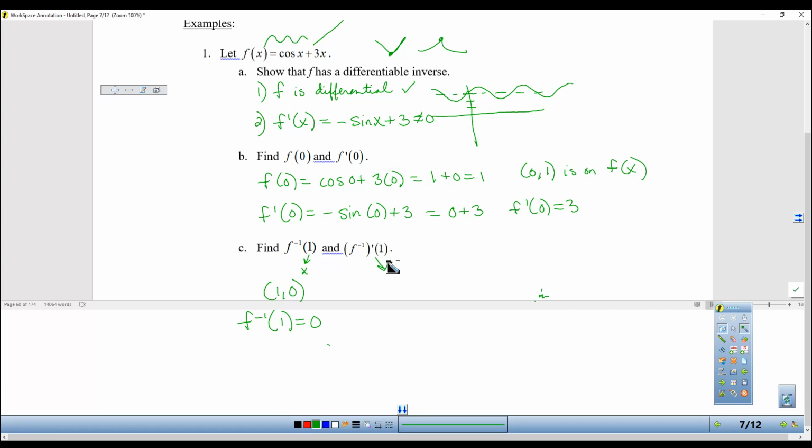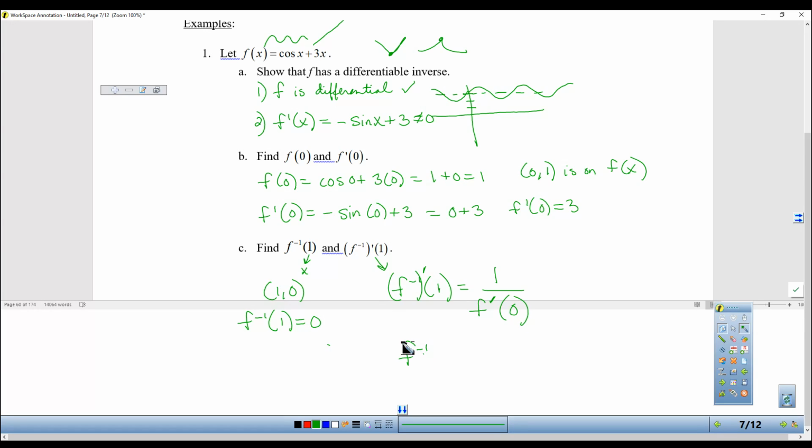And now it's asking you for what is the inverse derivative at 1. The inverse derivative, lots of parentheses now, at 1 is going to be 1 over the original function's derivative at 0. It's always going to be the reverse point.